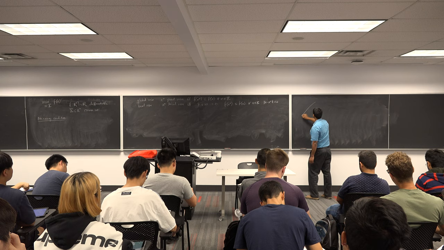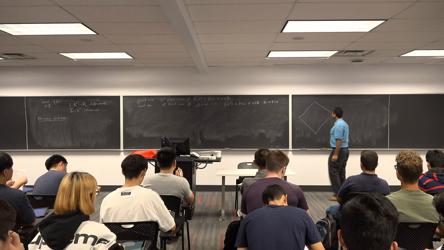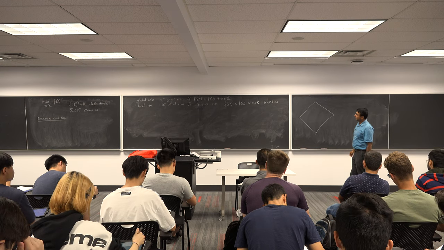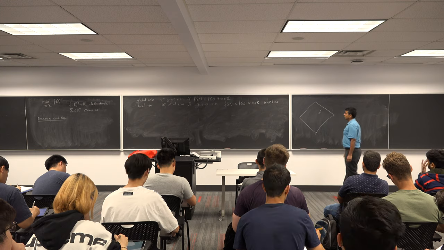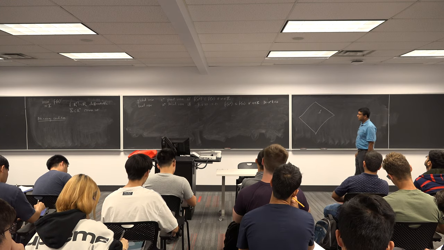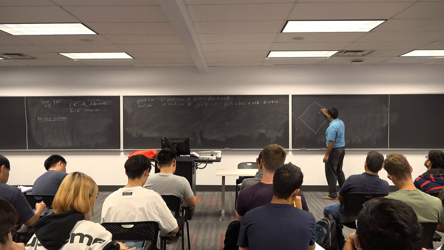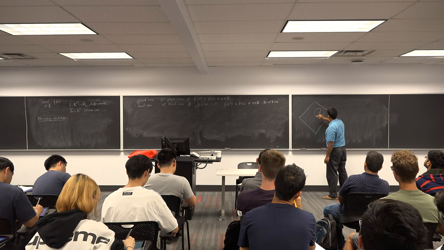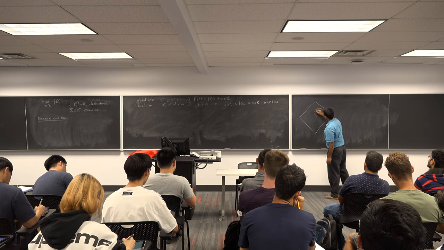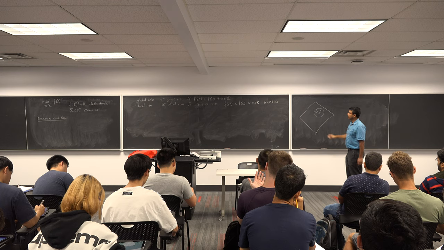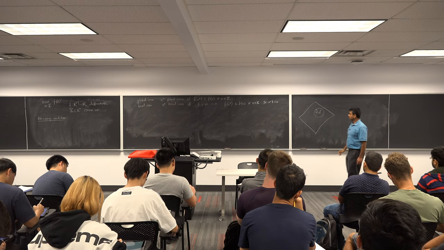Okay, so this is a convex set. Let's say this is my point x star. I'm claiming that it is a local minimum. It means that I can draw a ball of radius epsilon, which is within the set. So this radius is epsilon, such that the value of the function within this ball is greater than or equal to the value of the function at x star.